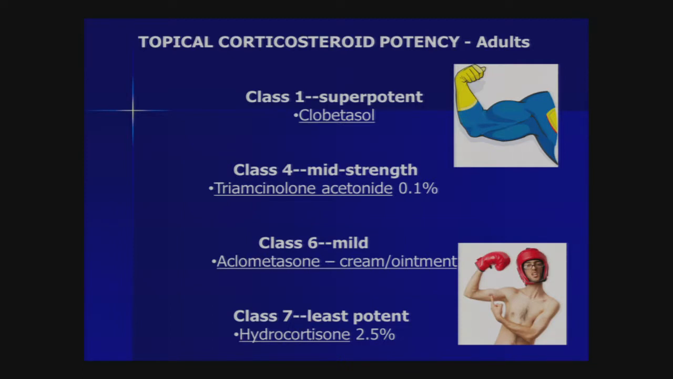But so clobetasol is really strong. You don't want to ever use it on the face, armpit, or groin. And it's going to be really for those thick areas of the skin that just won't clear up. So hands and feet it's good for, or really thick skin, like a psoriasis type rash or something like that.